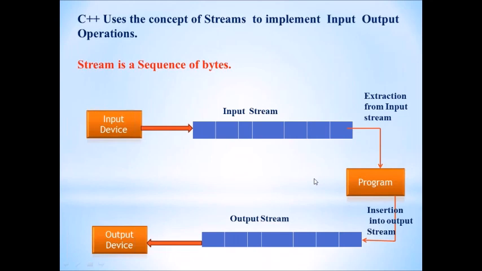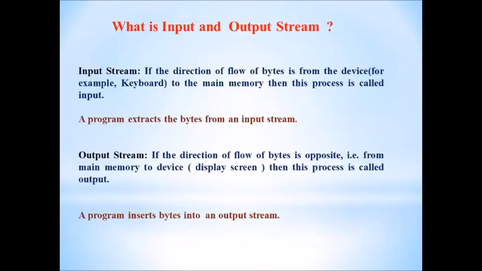For input information, istream is used. For output purpose, ostream is used. So the stream is nothing but a sequence of bytes. And what is input stream and what is output stream? If the direction of flow of bytes is from the device to main memory, then this will be considered as an input operation. That is, it extracts the data from the input device through the input stream interface. That is known as input operation.